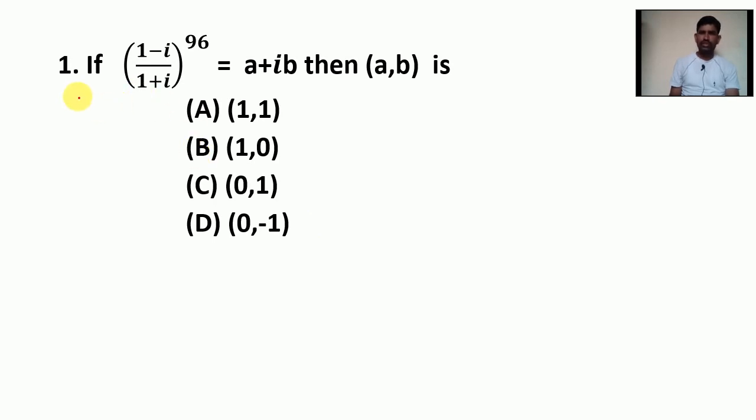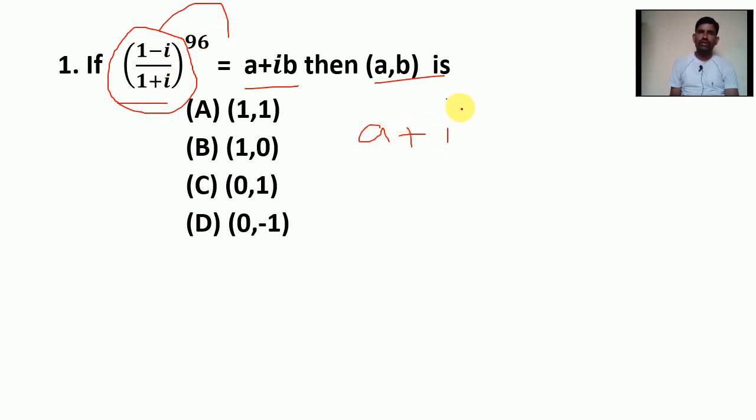See students, this is question number 1: (1 minus iota by 1 plus iota) whole power 96 is equal to a plus iota into b. Then what are a, b? There are four options, A, B, C, D. So now I am writing here (1 minus iota by 1 plus iota) to the power 96. Definitely it should be in the form of a plus iota into b.